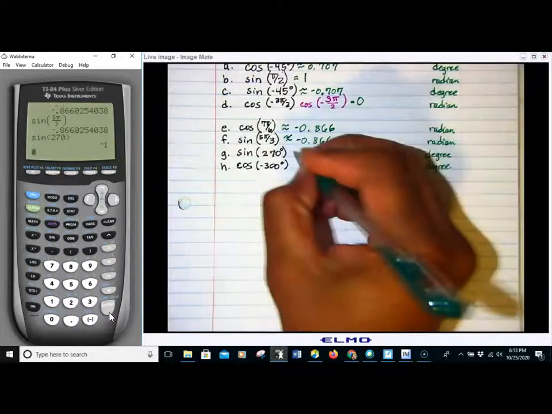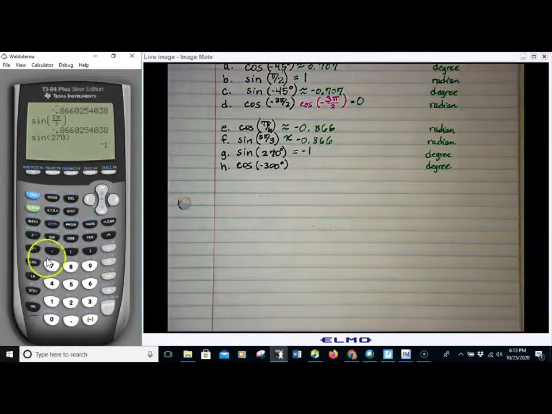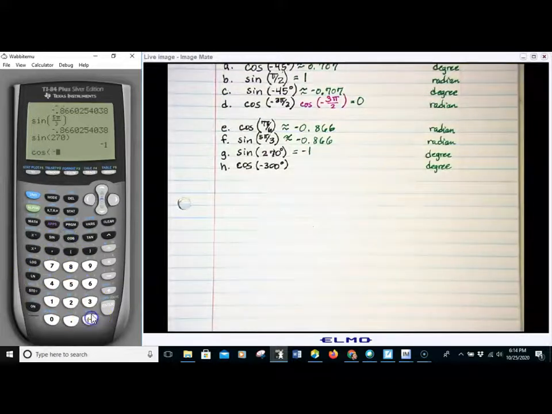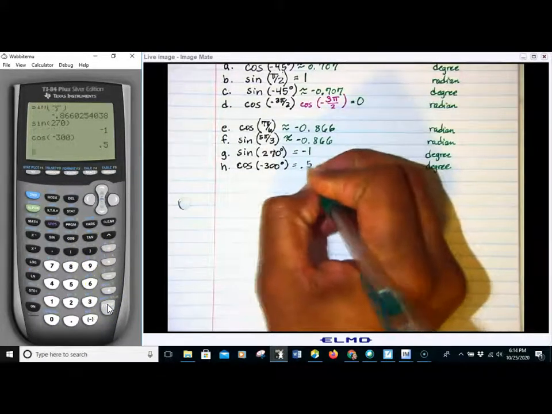So that gives me negative 1. Don't have to round it, so we don't have to put a squiggly line. And then cosine, we'll have negative 300. And we get 0.5, which is 1/2.